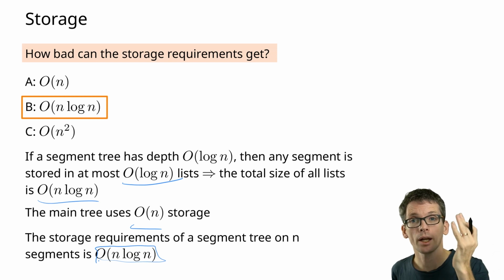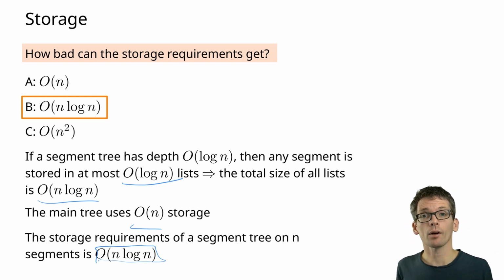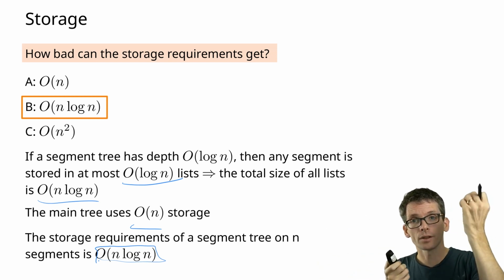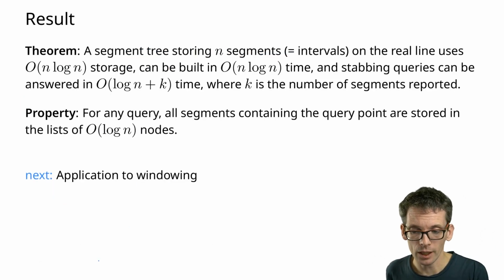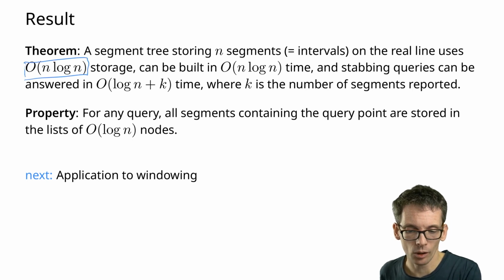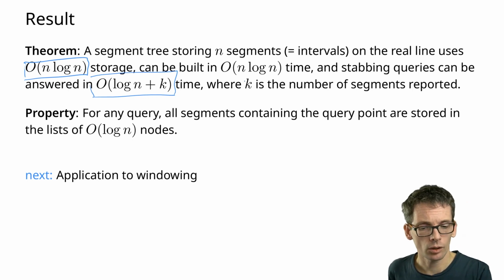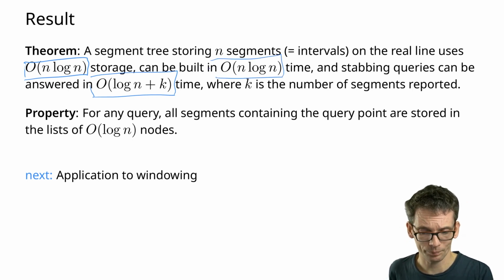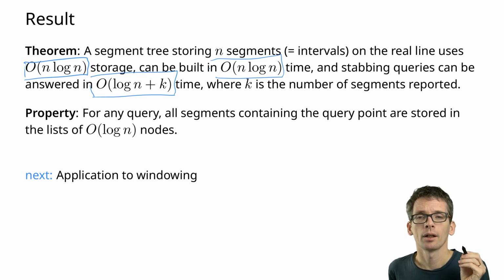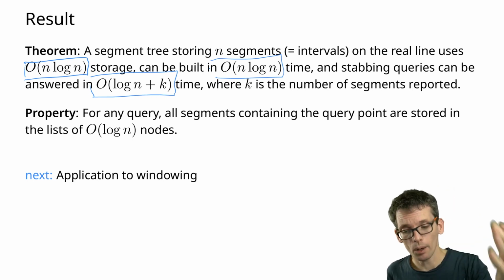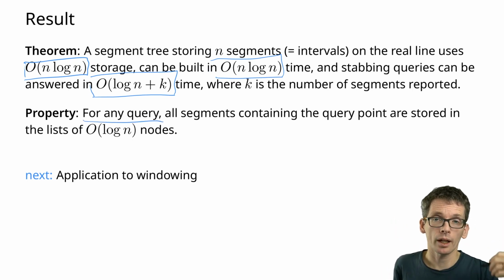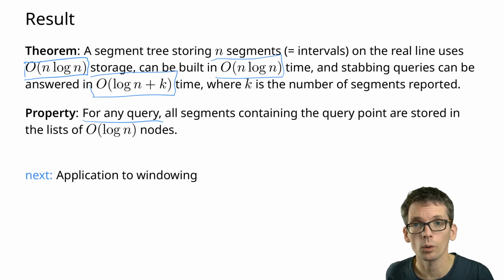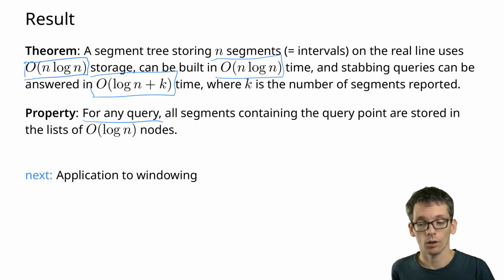Okay, so what do we have so far? So far we solved this 1D problem of interval stabbing with segment trees. And what we've seen is that we needed n log n storage. We could do queries in order log n plus k time. This can be constructed in order n log n time. And the nice thing now is that the queries are very simple, because for any query, I can simply report everything that is in the nodes that are in the search path of that query point.